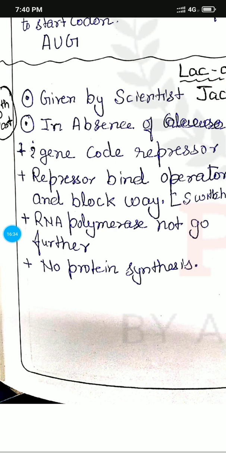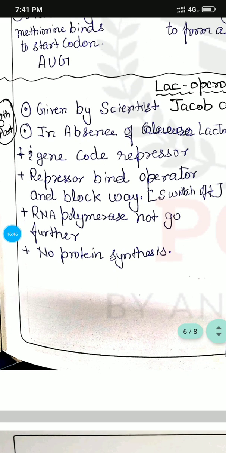The repressor will be coded from the I gene, but the repressor is going to bind with the operator part of the lac operon and block the way, and because of this RNA polymerase is not going to transcribe, or RNA polymerase is not going further to transcribe the mRNA and form the proteins. That's why RNA polymerase does not go further and no protein is synthesized. This condition is called the switch off technique.